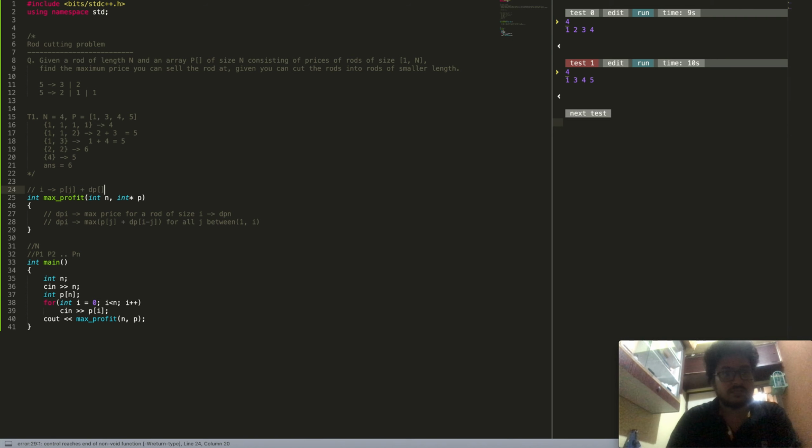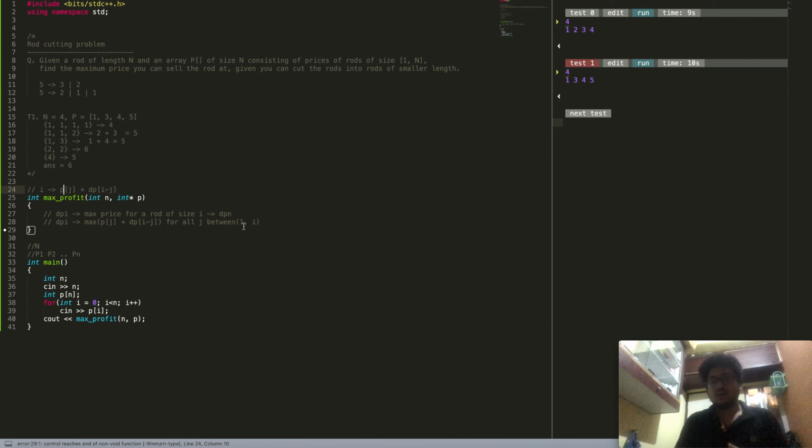So for that the price will be DP of i minus j from the definition. Alright, so I have to maximize this value for all the j's between 1 to i. That's why the answer becomes DP of i equals max of P of j plus DP of i minus j for all j's between 1 to i. So I tried to briefly explain this recurrence relation over here.